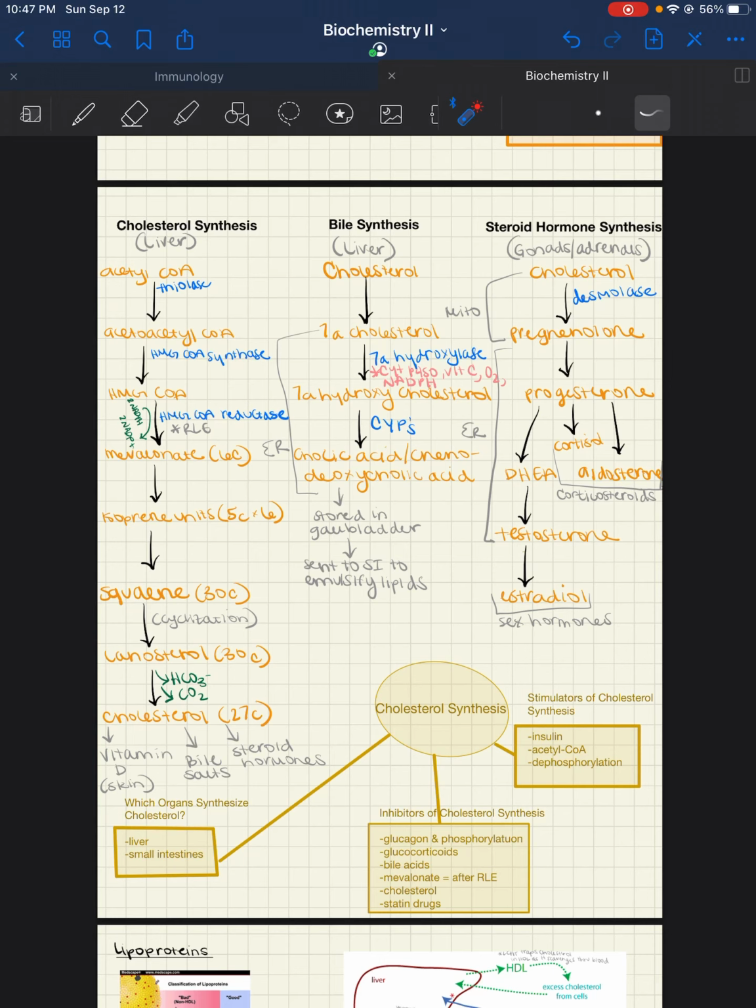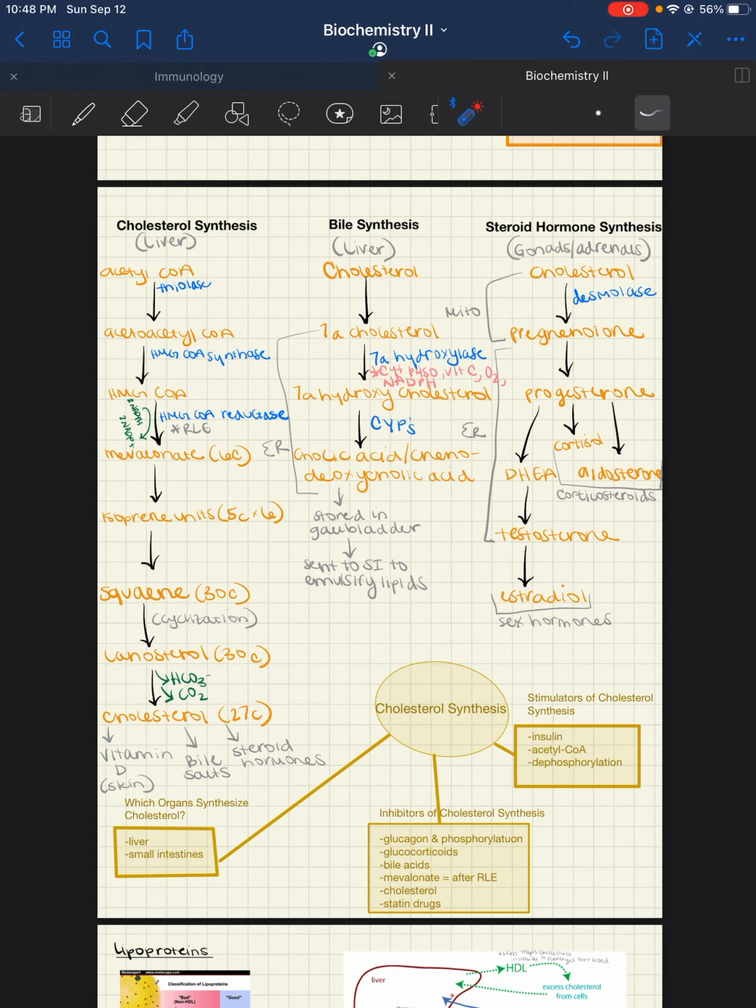Cholesterol is also the starting reactant in bile synthesis as well as steroid hormone synthesis, so cholesterol is a precursor for these 3 things. And moving over to cholesterol being turned into bile, that still happens in the liver. So bile is made in the liver, but stored in the gallbladder and released into the small intestine when we eat lipids. So we start with cholesterol.